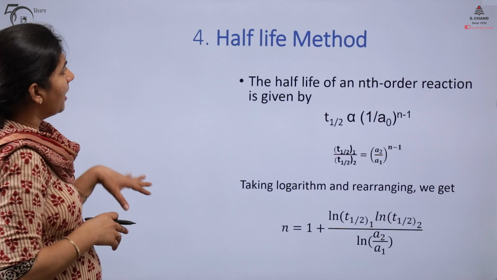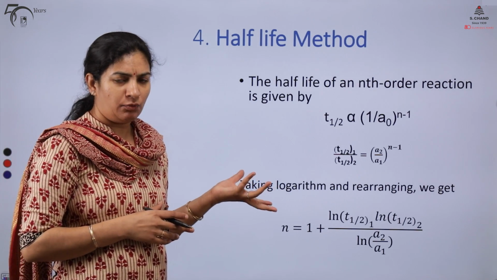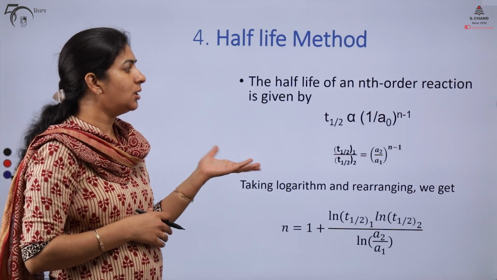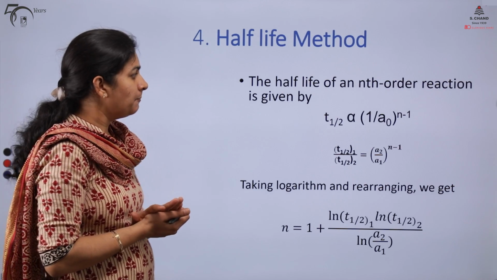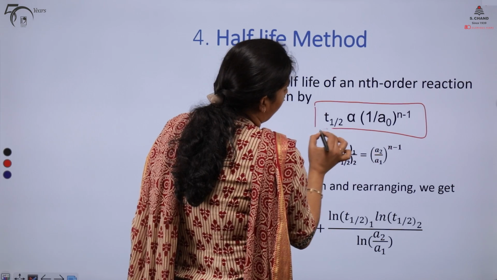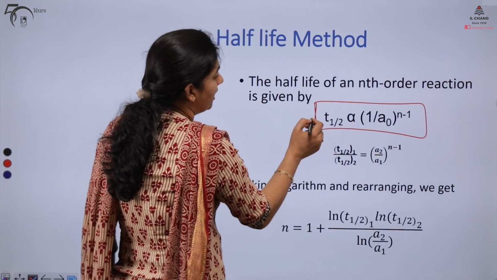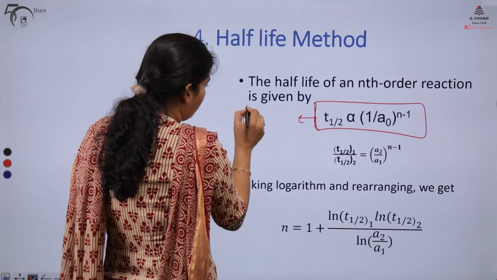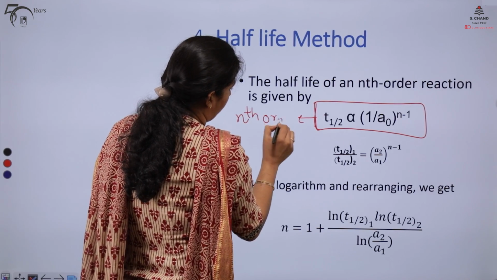And then the last method is the half-life method. We've understood in the previous lecture what we mean by half-life. So half-life, the general formula for half-life, right? Means for any reaction which is of nth order, right?